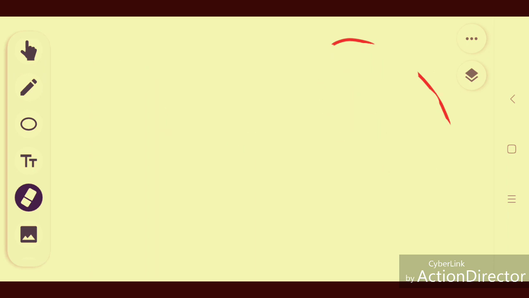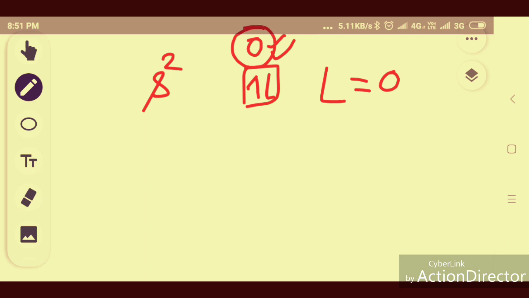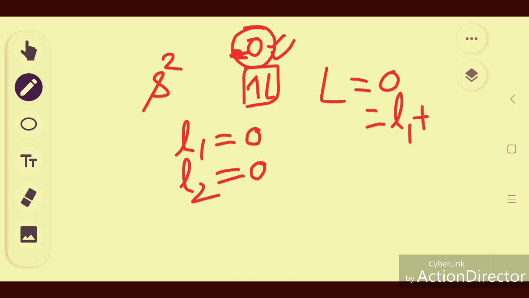Likewise, if the configuration is S2, we can see that the L value is 0 and there are 2 electrons. Both electrons are present in L equal to 0. For one electron, L is equal to 0, and for the other electron, L is equal to 0. So capital L is equal to L1 plus L2, which is equal to 0.